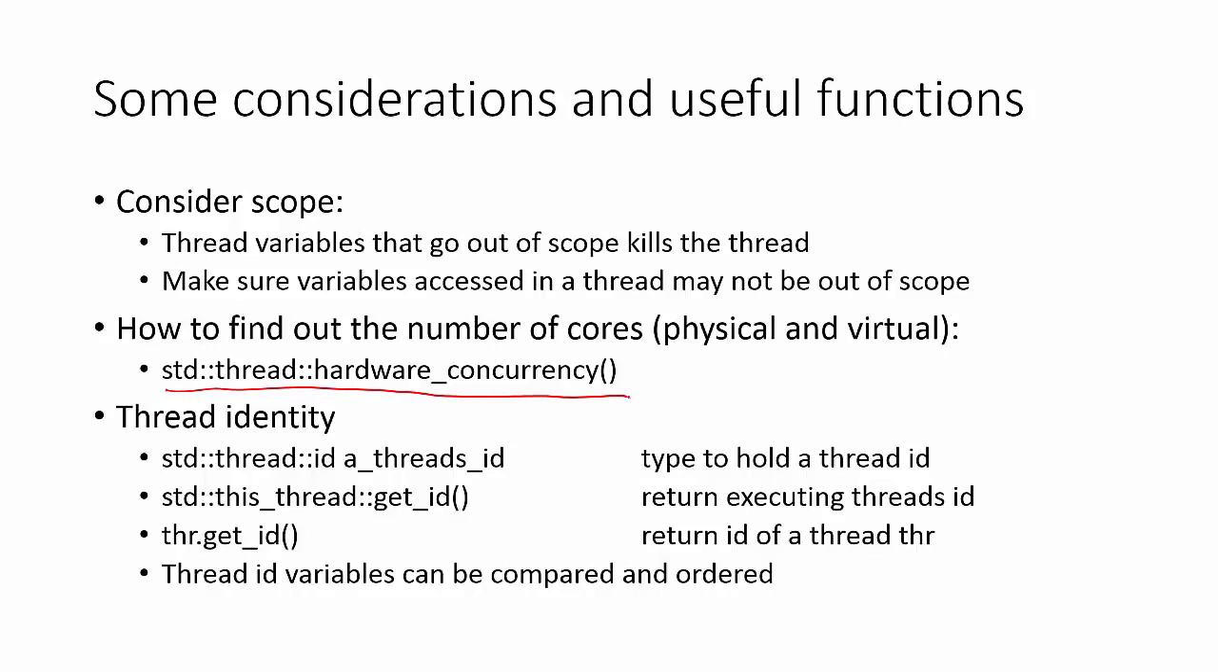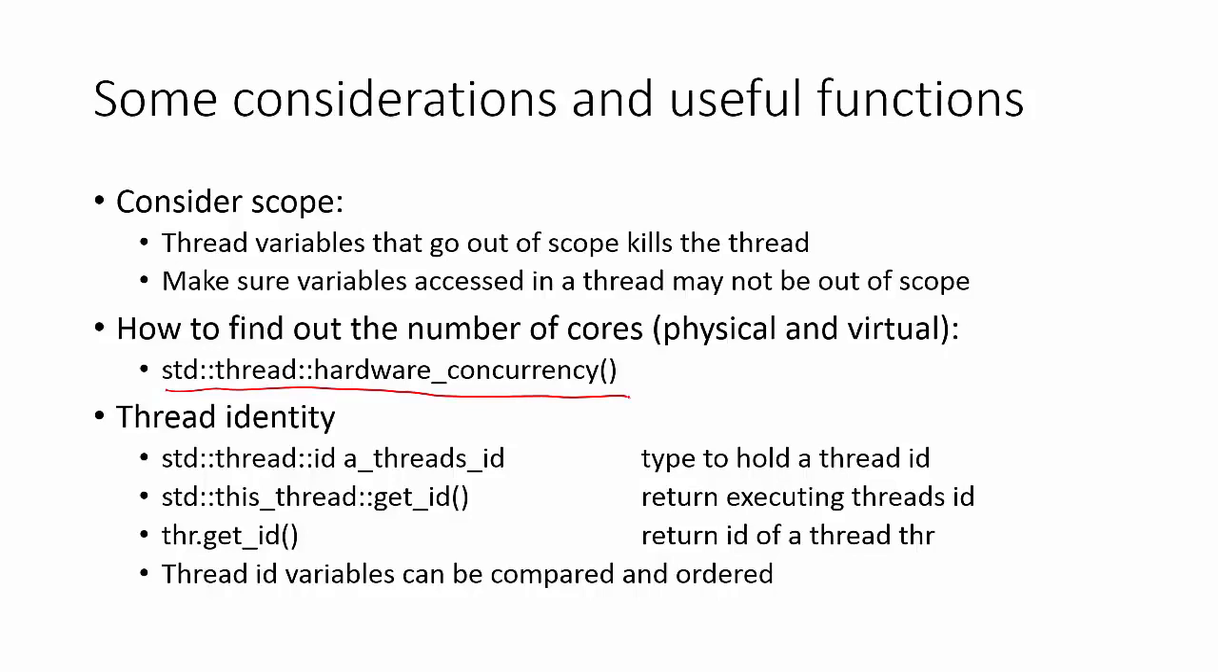So on Gothmog, this will return 48. On Valarauco, as it is configured at the moment, it will return 24, because hyperthreading is disabled. But if I enable hyperthreading again, then it will return 48 as well, because each core has dual hyperthreading on Valarauco.